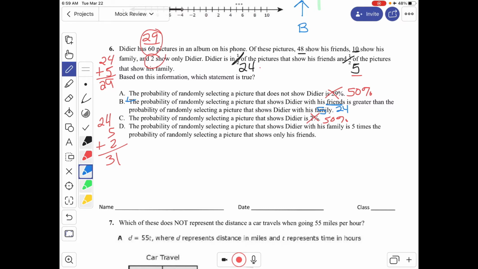The last one, the probability of randomly selecting a picture that shows Didier with his family is 5 times the probability of randomly selecting a picture that shows only his friends. Well, he was only in 5 pictures and his friends were in 24. So is 5 times greater than 24? Don't think so.